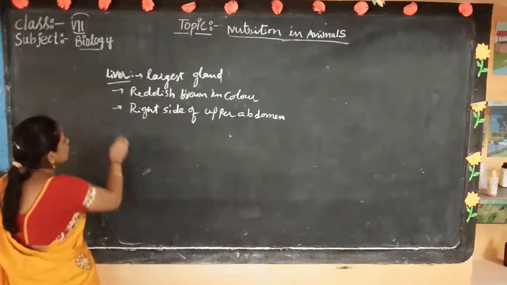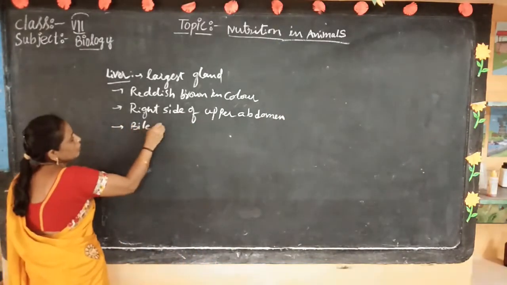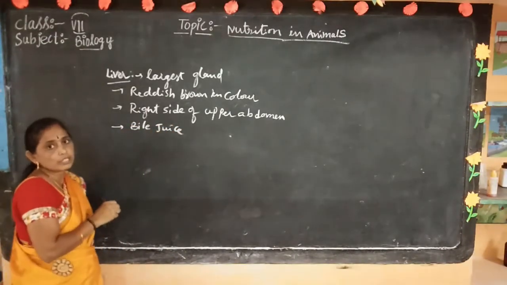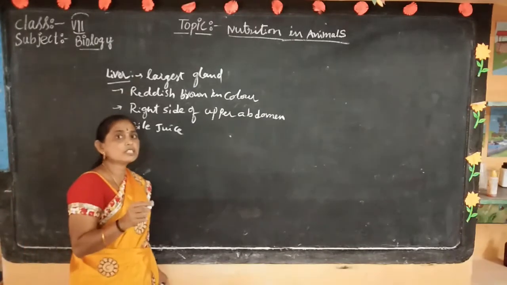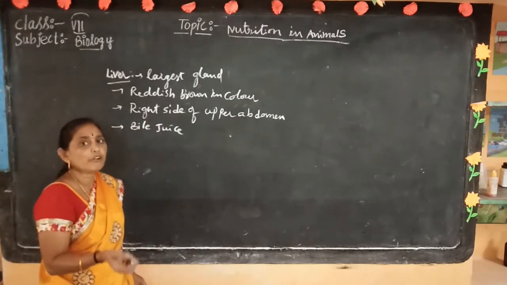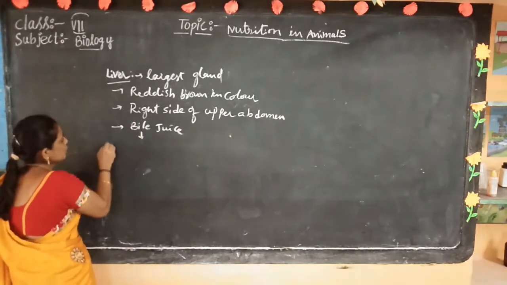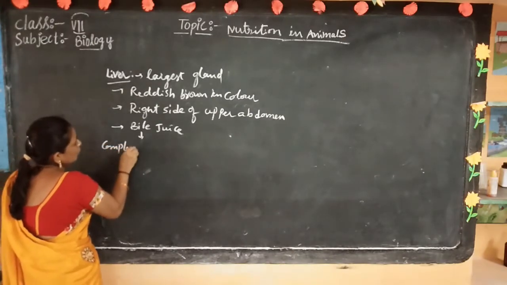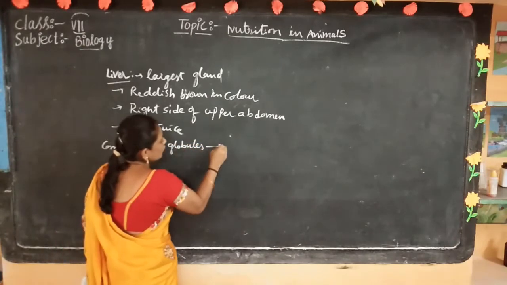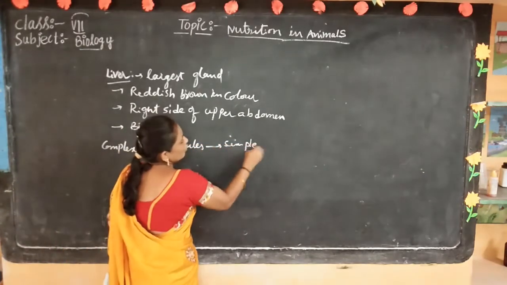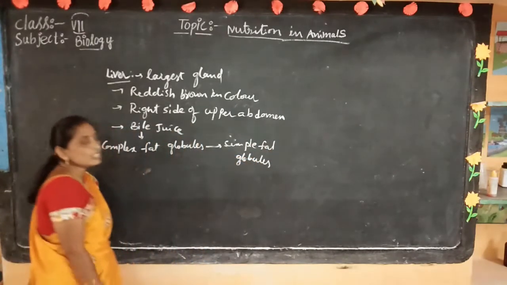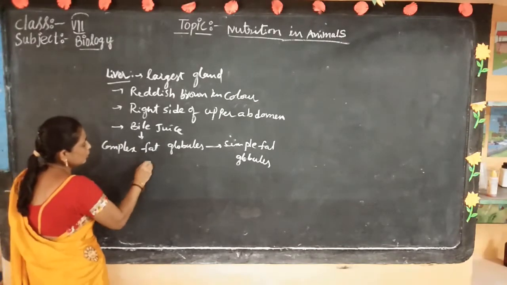The liver secretes bile juice. Bile juice acts on fat globules. Large or complex fat globules are converted into simple fat globules. This process is called emulsification.